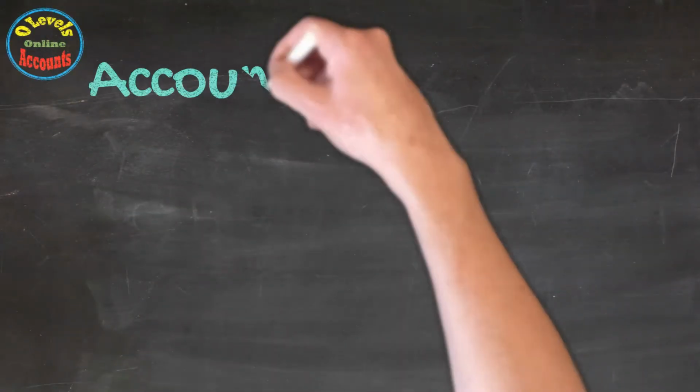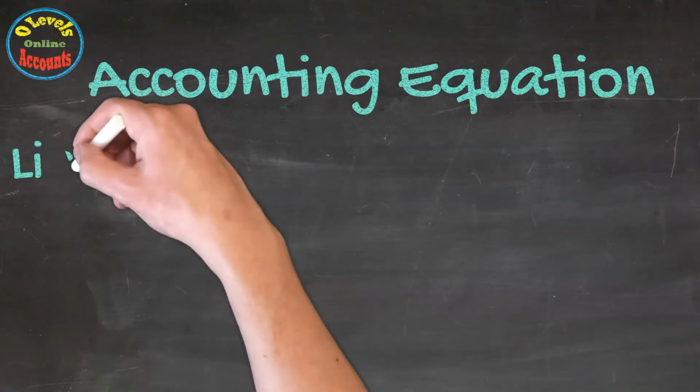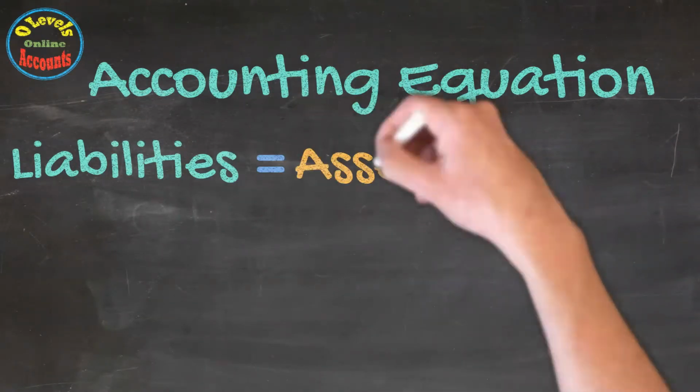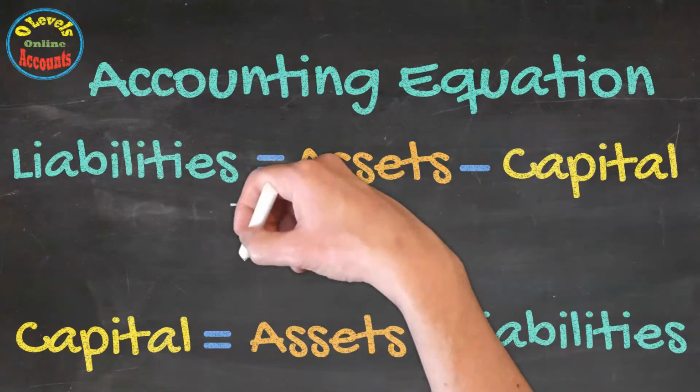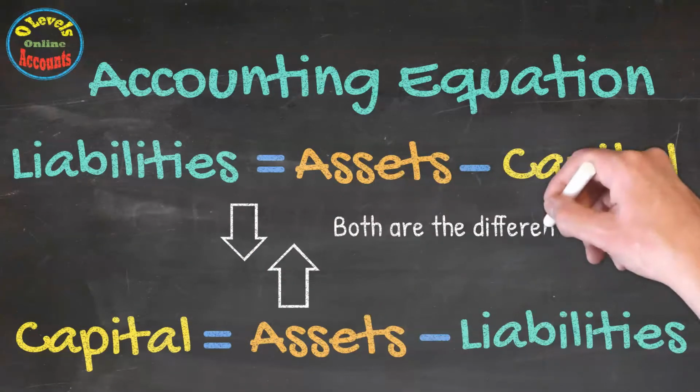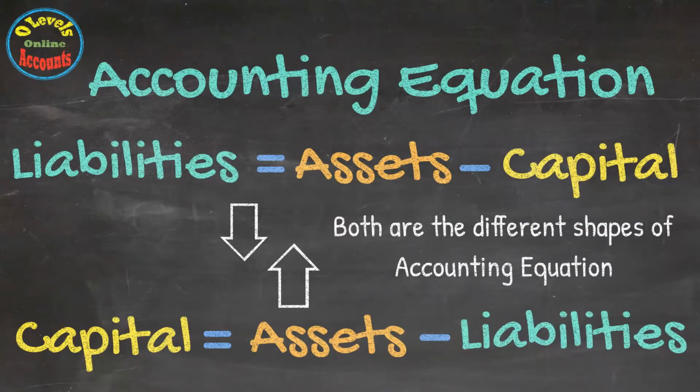Now check some different shapes of the accounting equation, like liabilities is equal to assets minus capital, and capital is equal to assets minus liabilities. These are the different shapes of the accounting equation, and through these shapes we can work out liabilities and capital. The implementations of these shapes and the accounting equation we will see in working problems and past papers solutions.